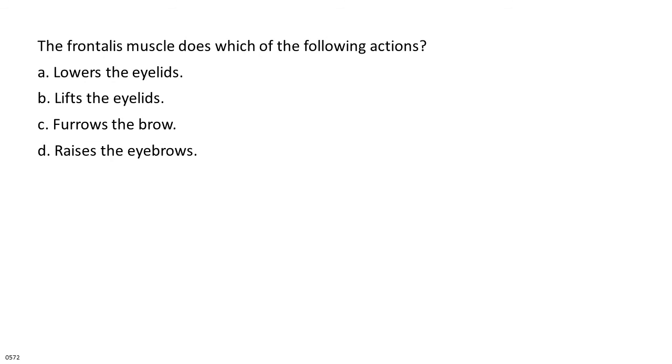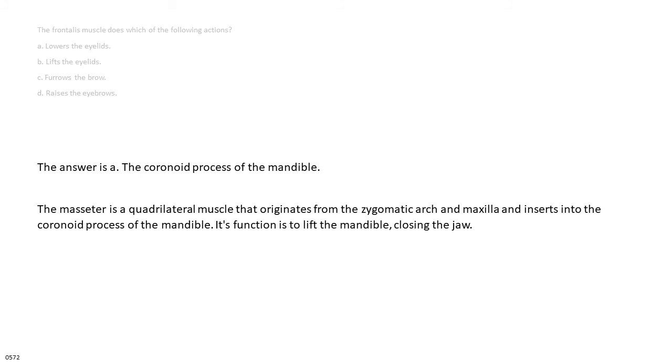The frontalis muscle does which of the following actions? A. Lowers the eyelids. B. Lifts the eyelids. C. Furrows the brow. D. Raises the eyebrows. The answer is A. The coronoid process of the mandible.